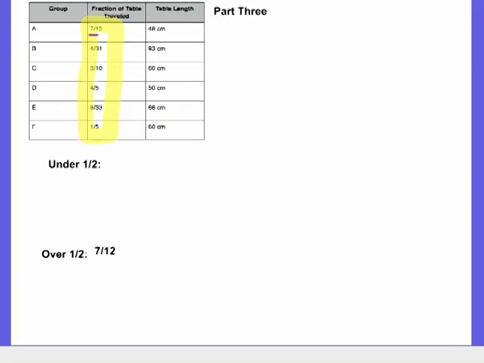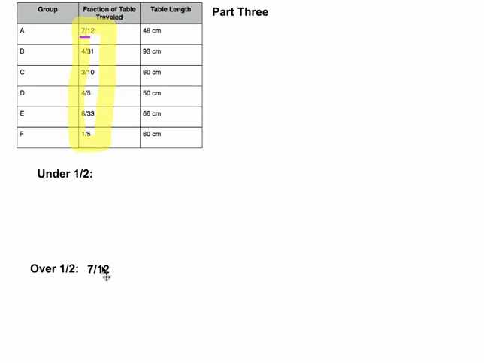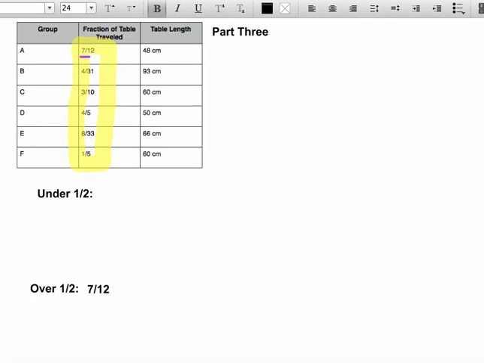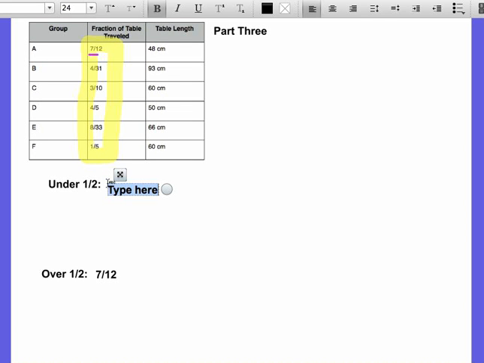Now if we look at our next piece of information, 4/31, I can tell that's way under a half. I know if the table is 30 centimeters, 15 would be half of that. So 4, even though it's 31, is going to be way under. So I'm going to put that one up here. Next is 3/10. We also know that 3/10 is going to be under a half because 5/10 would be a half. 5 out of 10 would be 1/2 of the table.